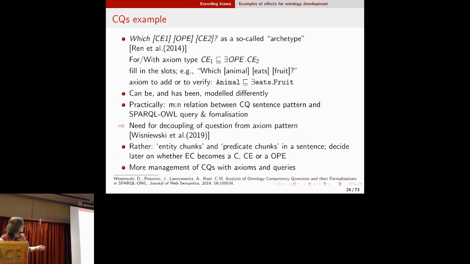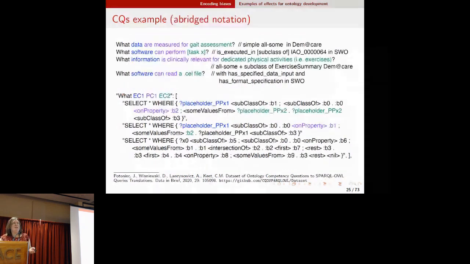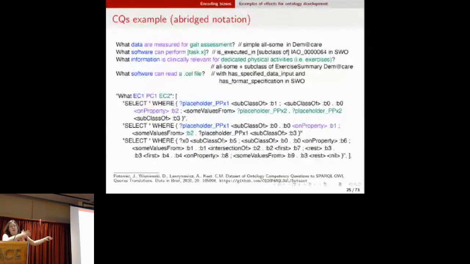So I have here an example from concrete cases from our data set. There was the same pattern, what you see here: EC1, PC1, EC2. And here is just an example of four of the questions that satisfy that specific pattern that we had found from basically analyzing all of those competency questions. Same pattern, but there are actually different ways in which it ends up in the ontology.